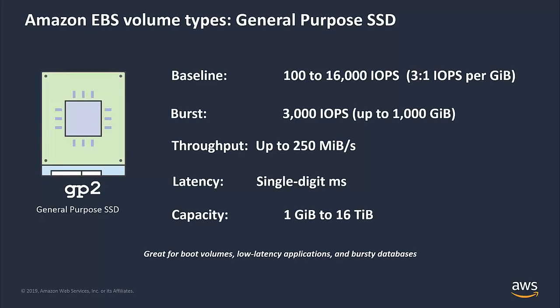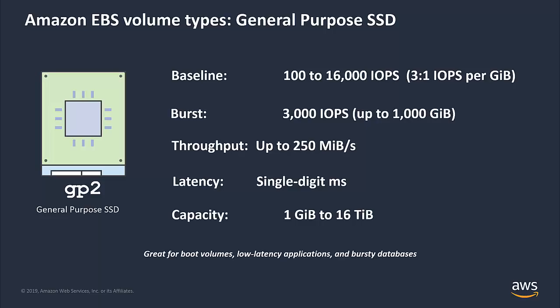GP2 volumes satisfy nearly all workloads and are designed to be truly general-purpose volumes. GP2 volumes provide baseline performance of 3 IOPS per gigabyte, up to 16,000 IOPS. Volumes smaller than 1 terabyte can burst to 3,000 IOPS for a period of time, depending upon the size of the volume. GP2 volumes provide up to 250 megabytes per second of throughput and deliver single-digit millisecond latency. A single GP2 volume can be allocated up to 16 terabytes in size.